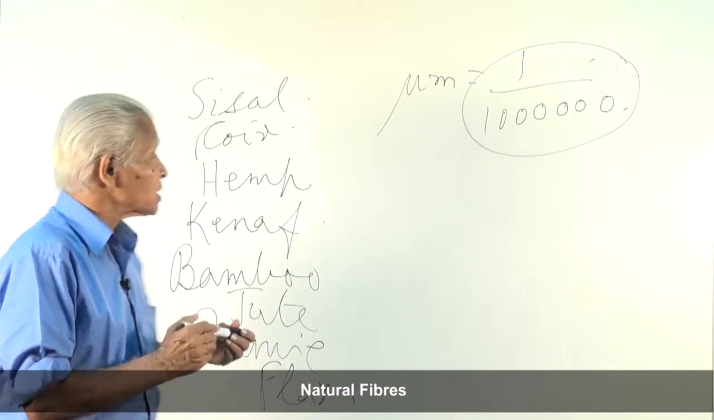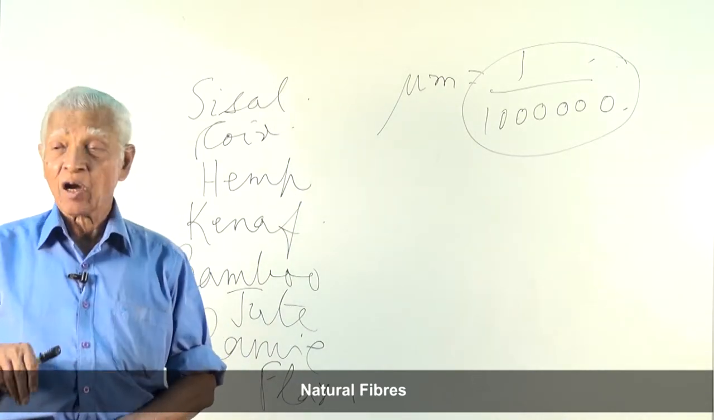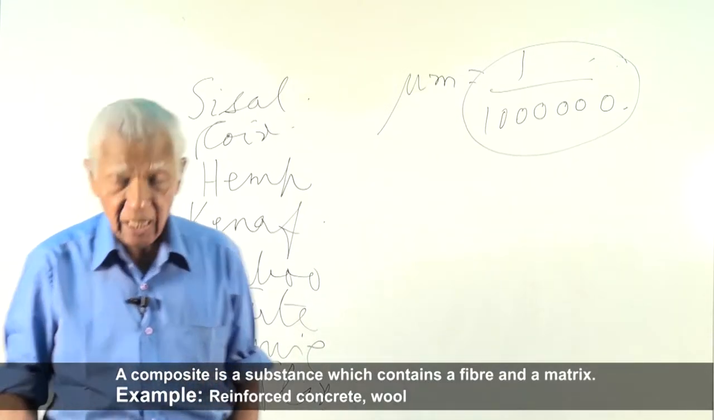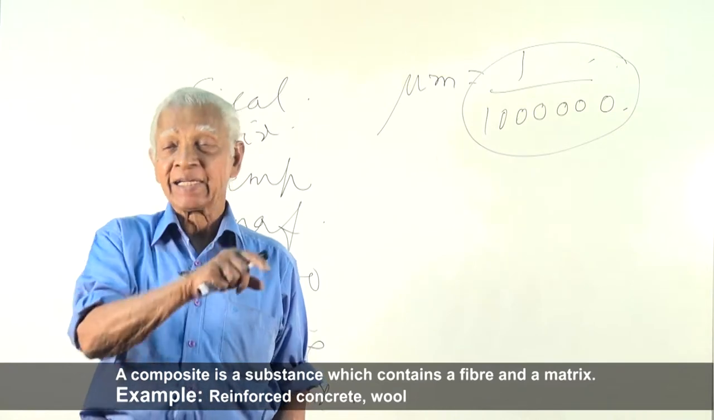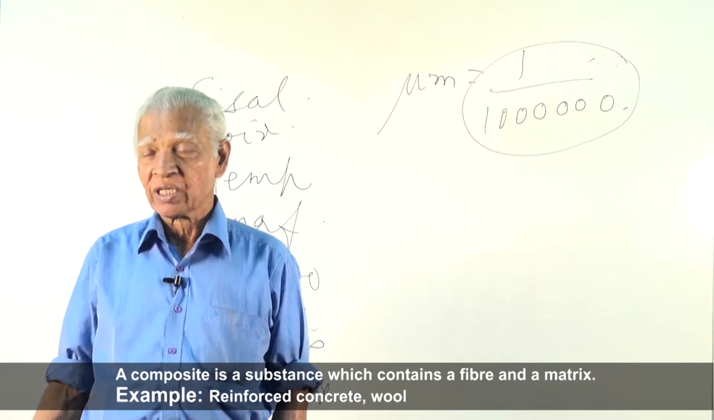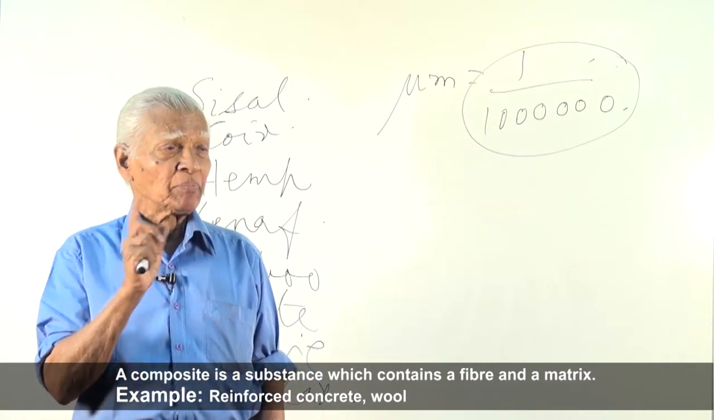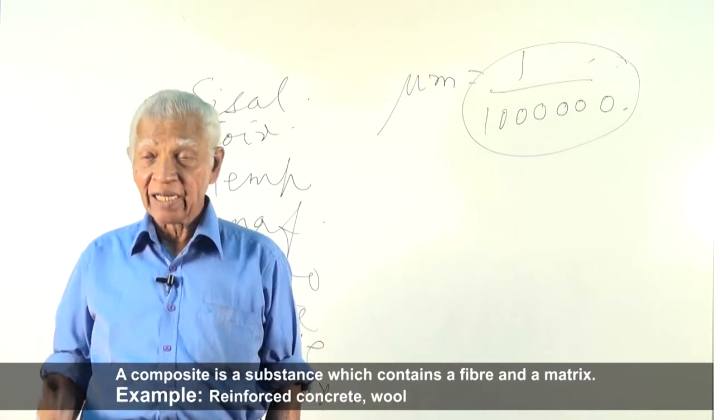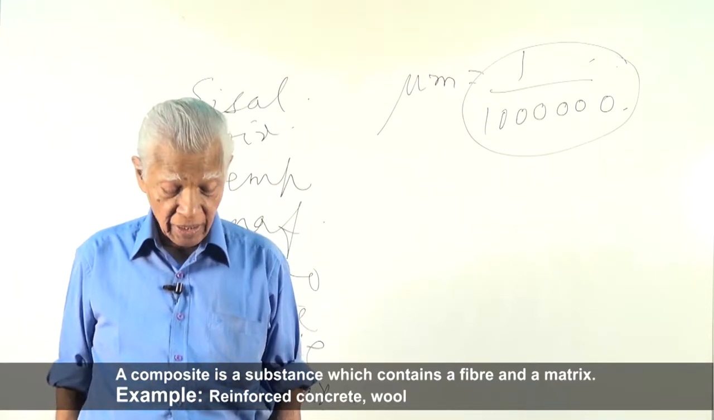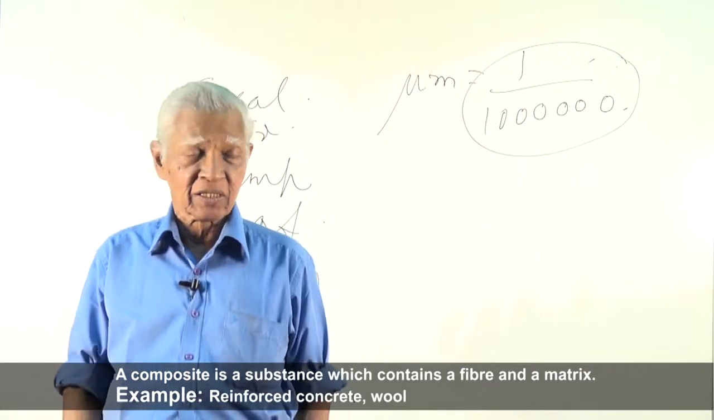All these natural fibers, apart from cotton, are used for making composites. A composite is a substance which contains a fiber and a matrix. Reinforced concrete is an example of a composite. And if some fibers are taken and wrapped with a cellophane sheet, what you get is a composite. Wool is a composite fiber because it contains microfibrils which are embedded in a matrix.